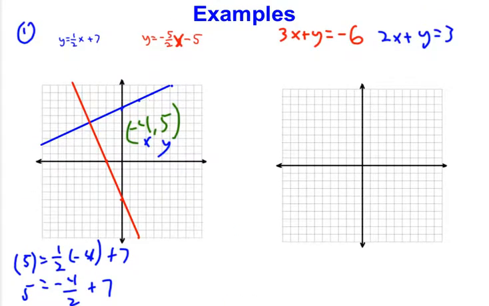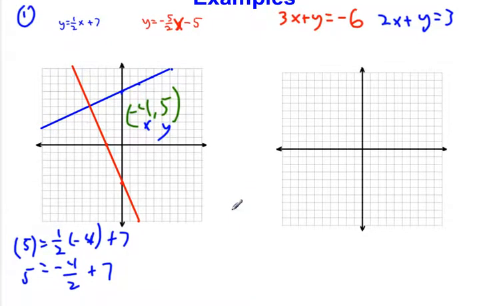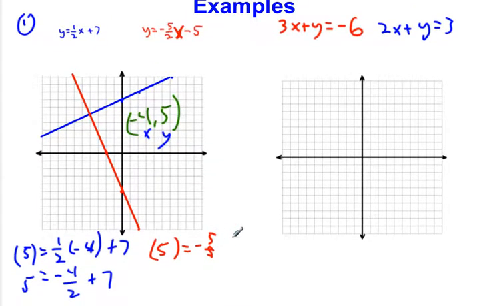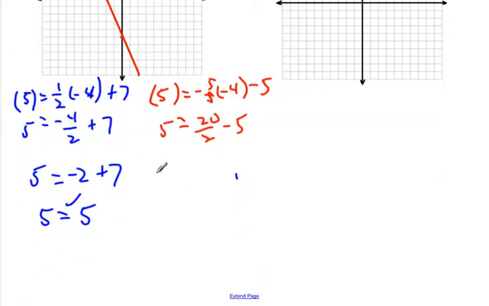Let's check the red one. Y equals -5 half x minus 5. So let's plug in y. 5 equals -5 halves x. Now x is -4. And that is minus 5. So 5 equals, now -5 times -4 is +20. So we have 20 over 2 minus 5. 5 equals 10 minus 5. And 10 minus 5 is 7. Just kidding, it's 5. And it checks out.